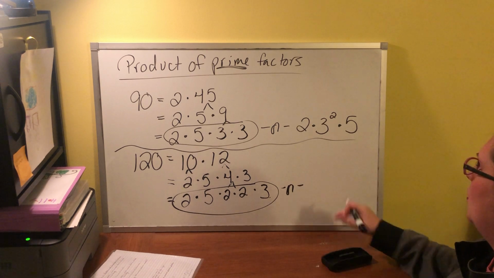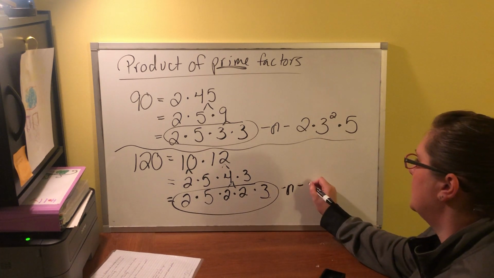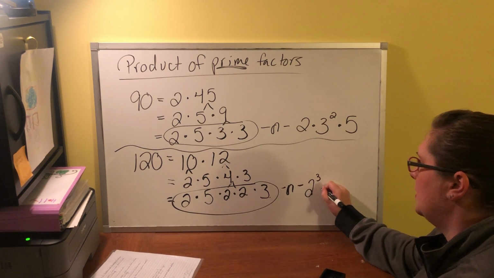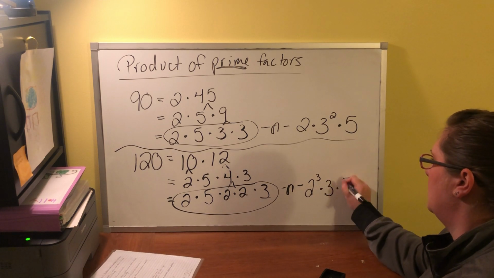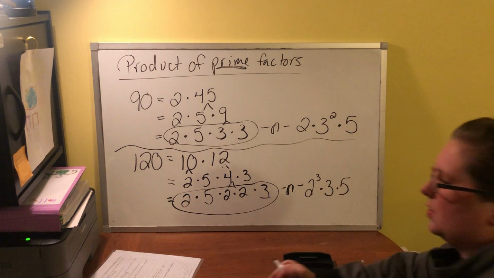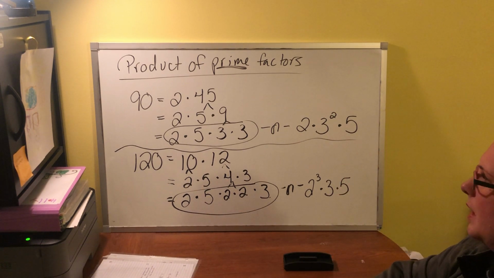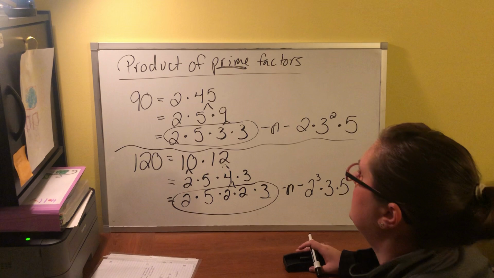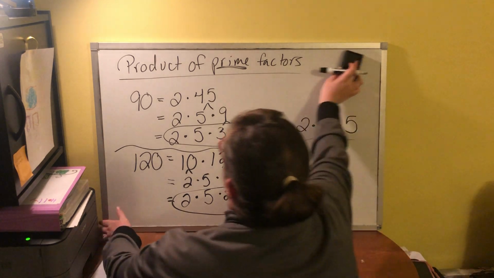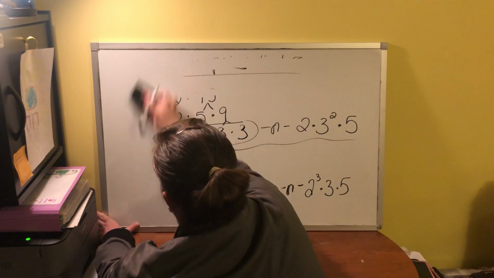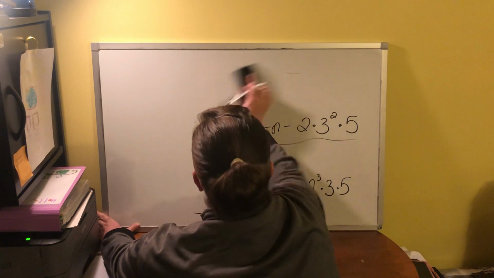Or if you want to write it with exponents, this would be 2 cubed times 3 times 5. And like I said, either answer is fine by me. It means the exact same thing. Okay, so I hope this is kind of making some sense. This product of prime factors, you'll have to do this on your homework and on the test. Okay, this will be on the test as well.